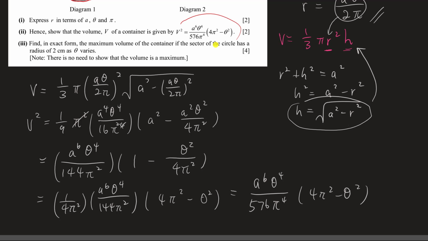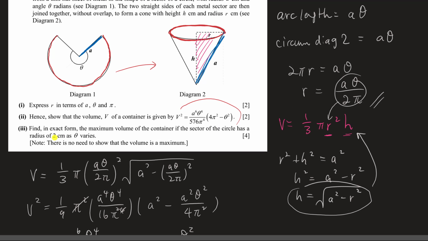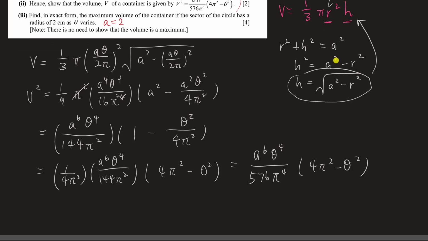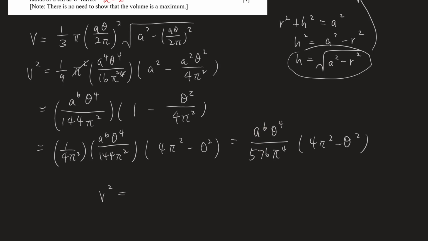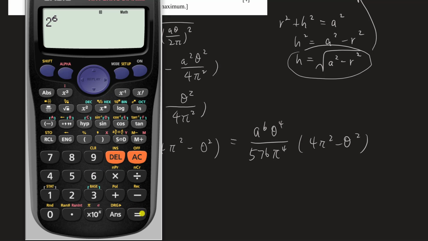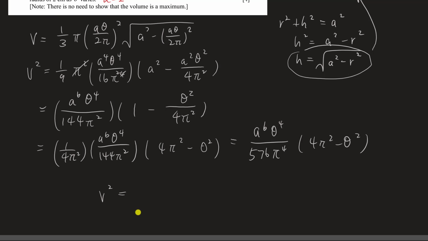Find in exact form the maximum volume of the container if the sector has a radius of 2 cm as theta varies. So in this case, this means that a, the radius of the sector of the circle, is 2. So a equals 2. What does your equation become? V squared would become a to the power of 6 over 576, right? 2 to the power of 6 over 576 simplifies to just 1 over 9. So that's good: 1 over 9 theta to the power 4 over pi to the power 4, times 4 pi squared minus theta squared.